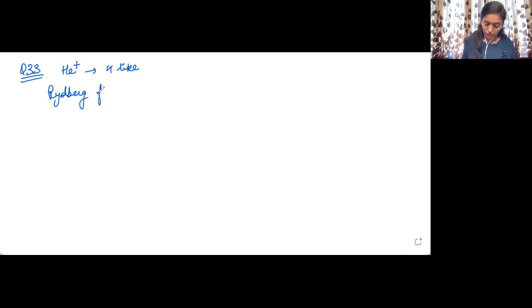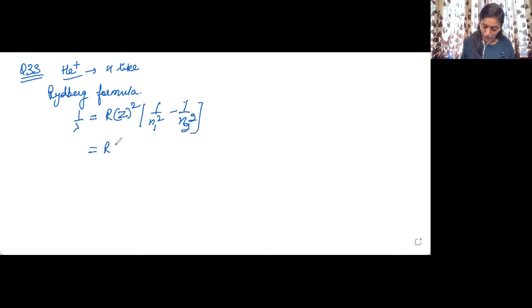According to the Rydberg formula, 1 upon lambda is equal to R Z squared. Now, when we are talking about hydrogen-like ions, we need to consider the atomic number. So Z is the atomic number of helium here, that will be equal to 2, multiplied by 1 upon n1 squared minus 1 upon n2 squared. Here n1 has been given to be equal to 2 and n2 has been given to be equal to 4. So 1 upon 2 squared minus 1 upon 4 squared.